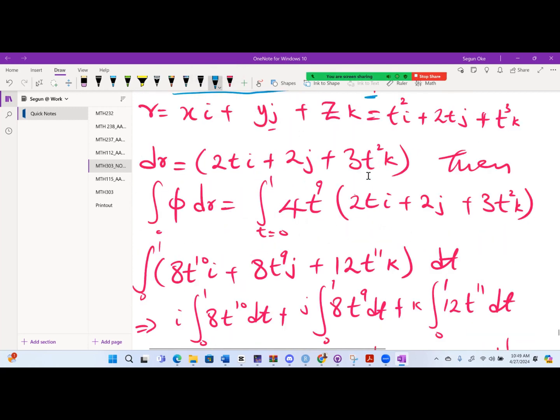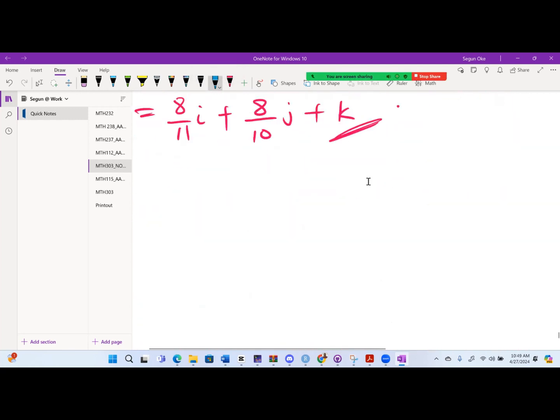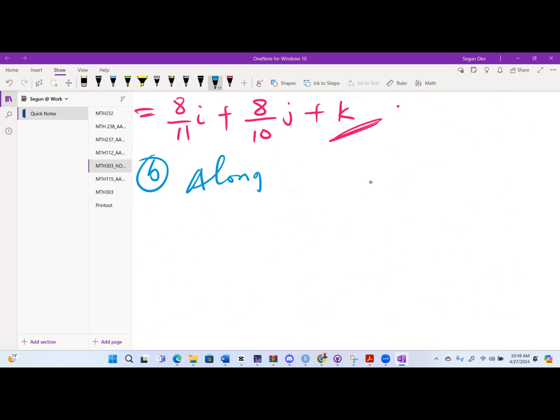So the next thing is we have to do curl. We all know along C, we have F to be equal to xyi minus zj plus x squared k.